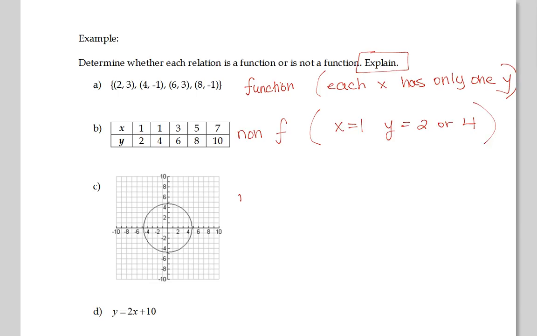The next one is a non-function because it fails the vertical line test. When you draw a vertical line, for example, through x equals 4, it hits 2 times. So we would say it's a non-function because it fails the vertical line test.